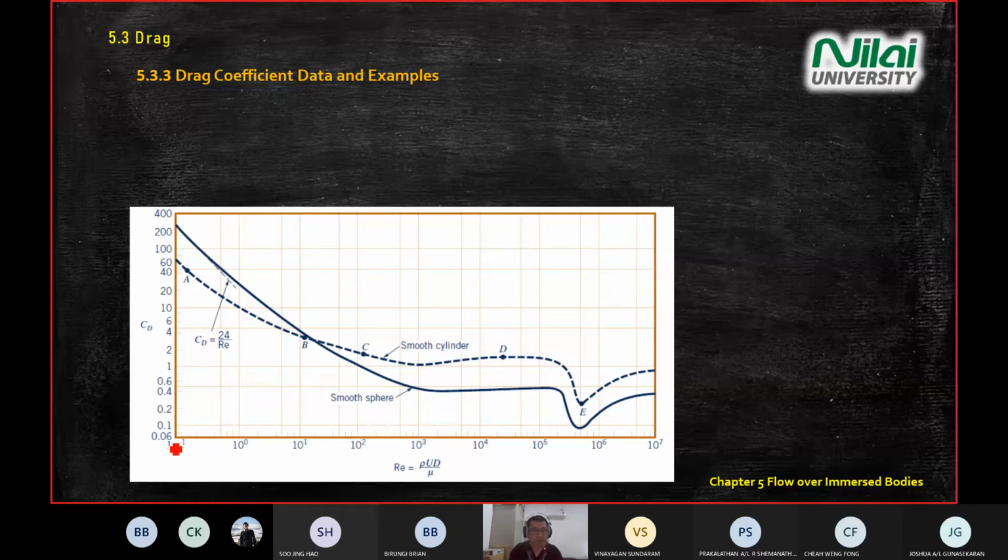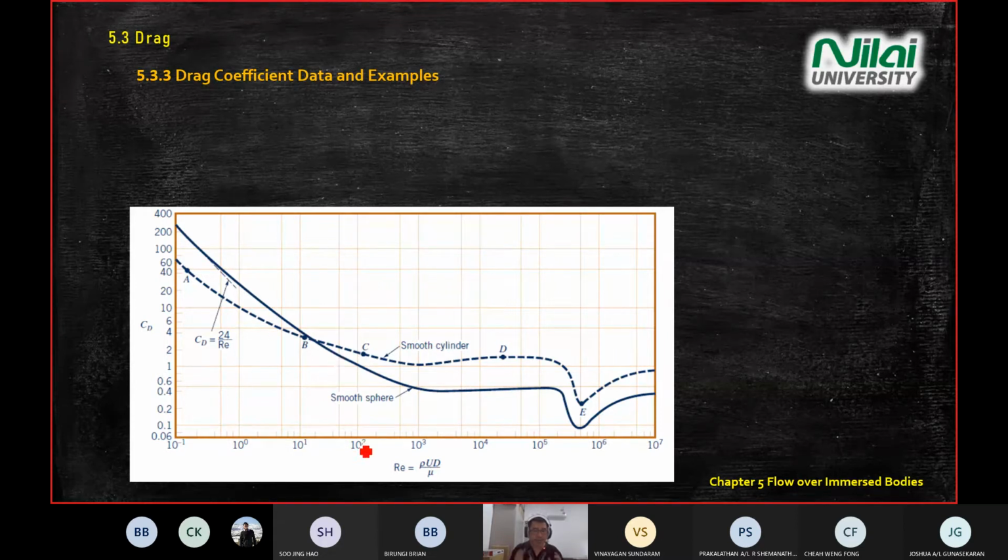So if you increase the velocity, you will see what happens to the drag coefficient: the drag coefficient will drop. One line is for a smooth sphere. One line is for a smooth cylinder.